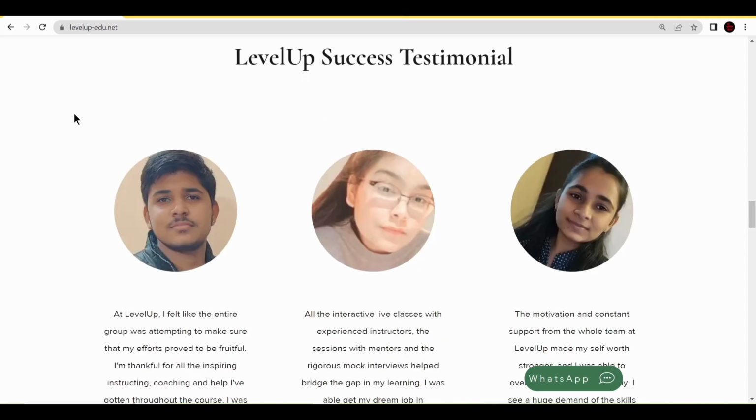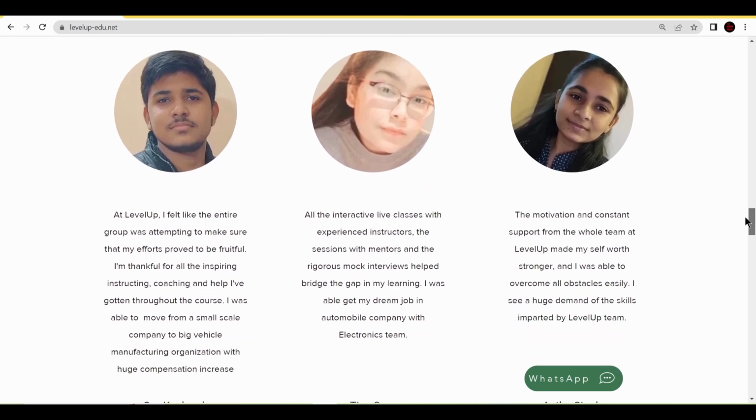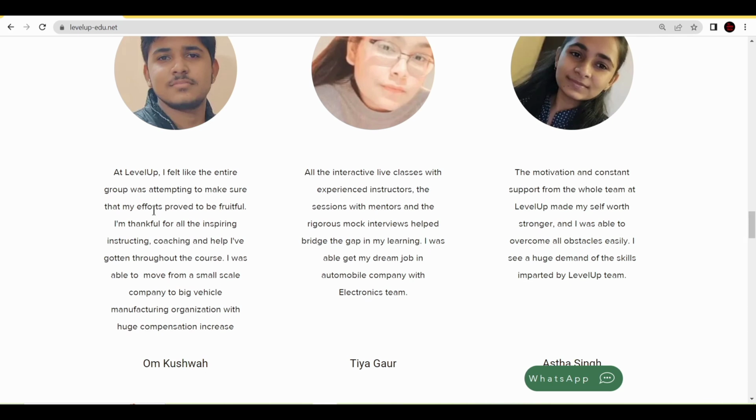Now, one more important thing is you should always verify and check the testimonials of the students. Here are some testimonials from people who have completed this fantastic course offered by Level Up. Om Kushwaha says that at Level Up, he felt like the entire group was making sure his efforts proved fruitful. He is thankful for all the inspiring instruction and coaching, and he was able to move from a small scale company to a very big manufacturing organization with a huge compensation increase. He got a very high package.